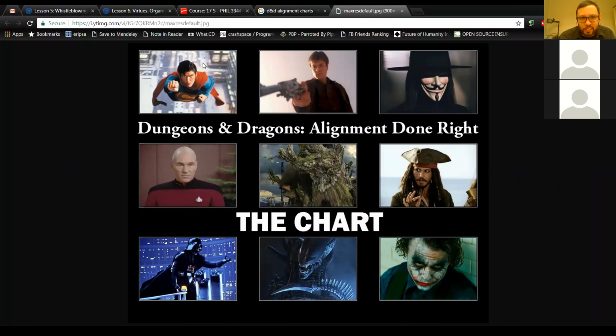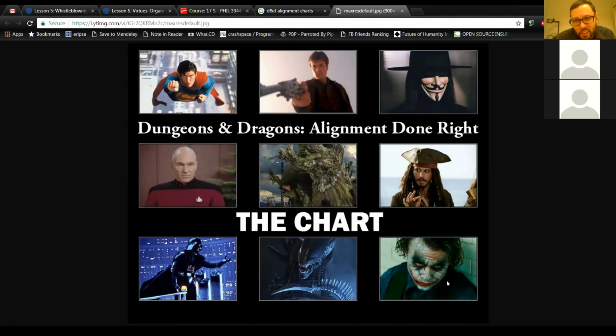So it's lawful. Superman is lawful, always follows the law. Captain Picard is always lawful, and Darth Vader is also lawful, right? He's part of the Empire, so he's the king in charge of the universe. So lawful, chaotic on the other side. Jack Sparrow, that's the V for Vendetta guy. Joker, right?